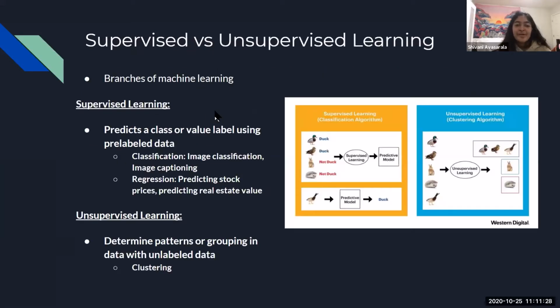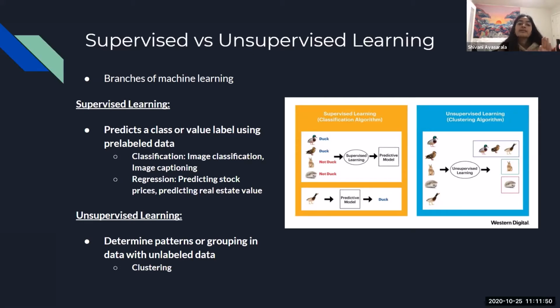So there are the main branches of machine learning, or you can classify it as supervised learning or unsupervised learning. Supervised learning is basically when we predict a class or a value or a label for some data we're given, based on data that's pre-labeled.